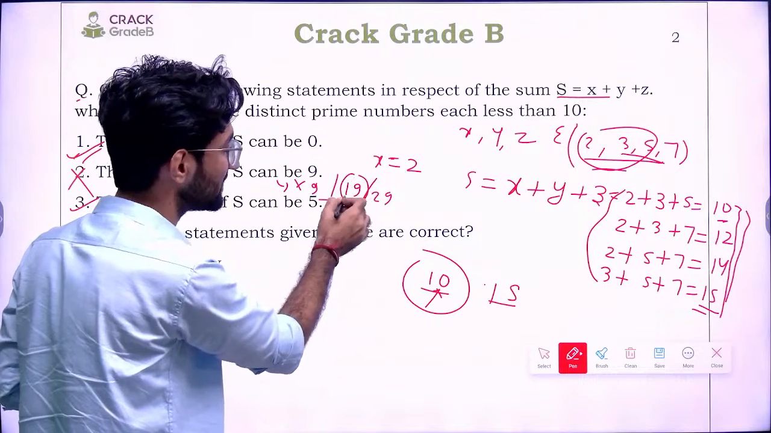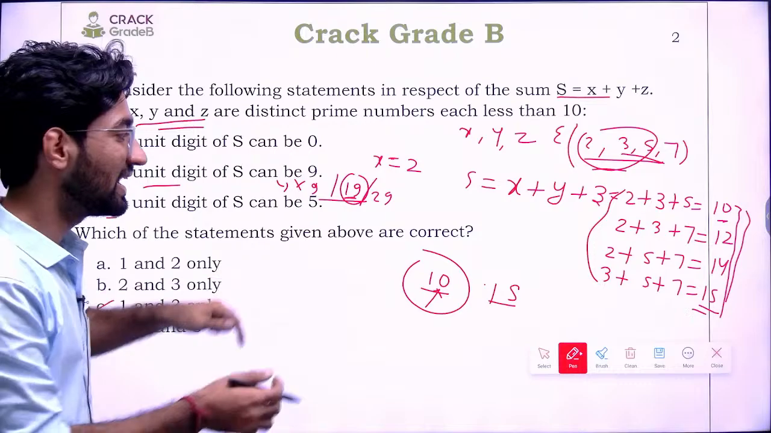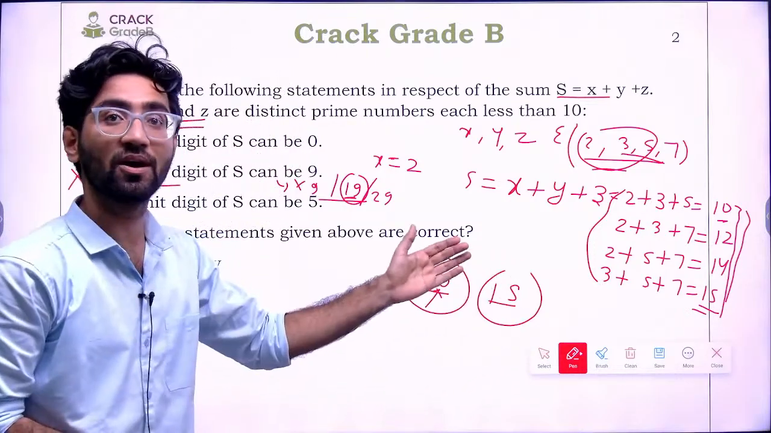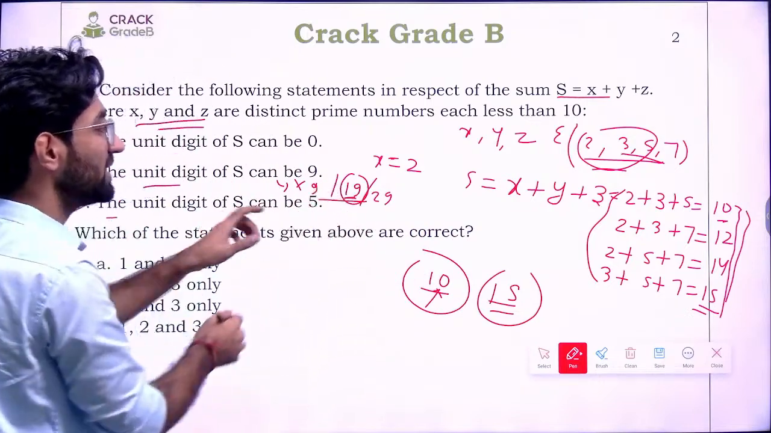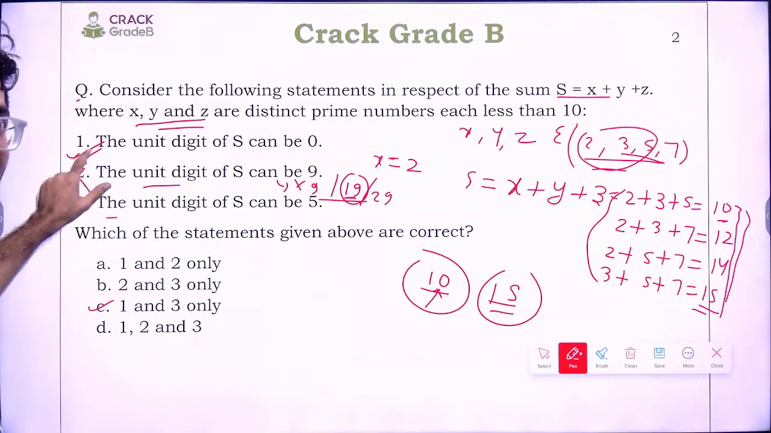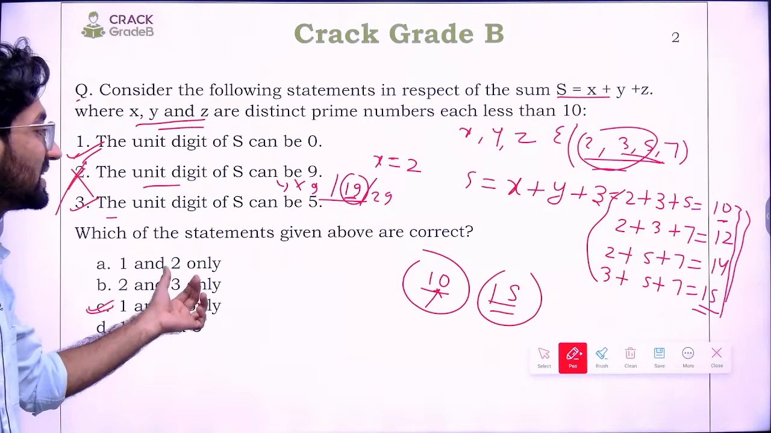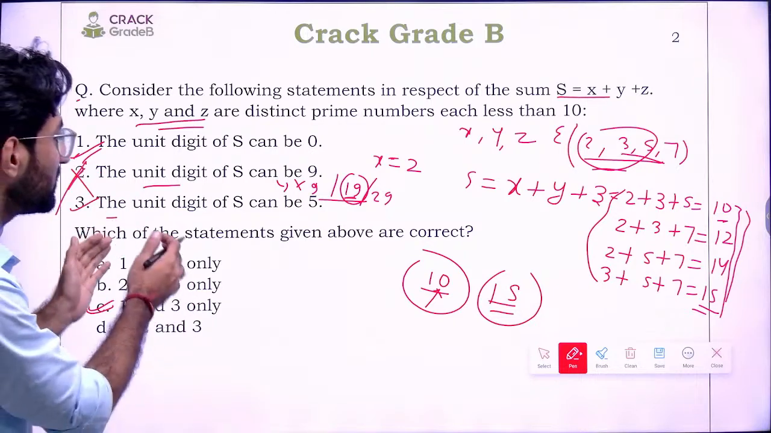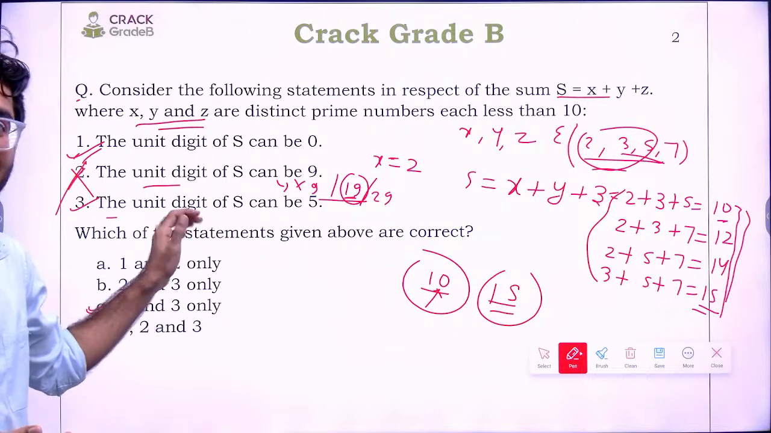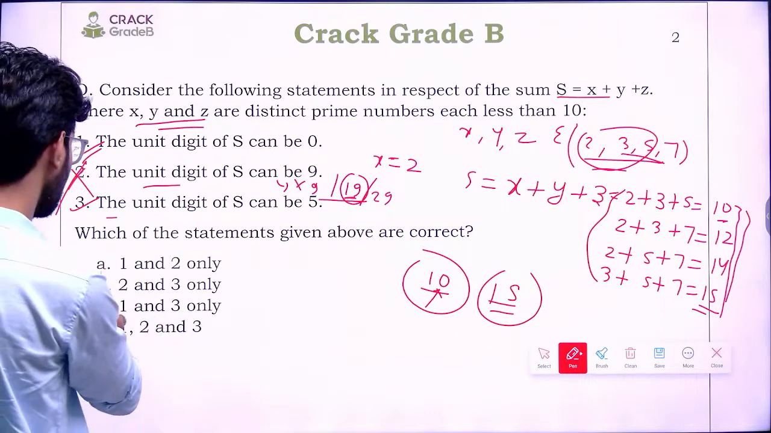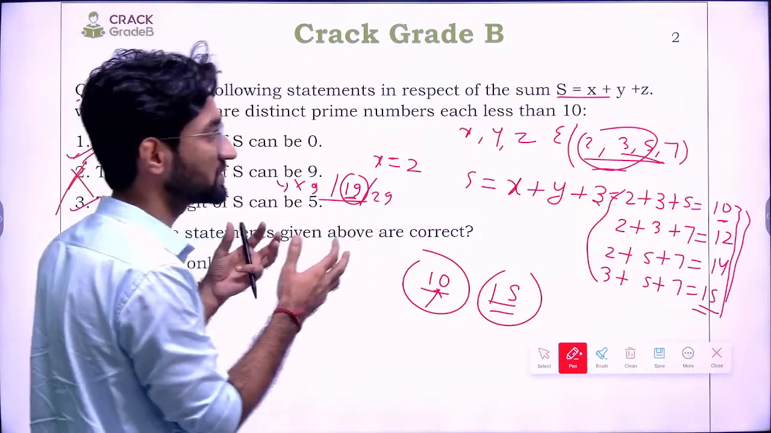In the second case, if the unit digit of S has to be 9, means S has to be 19, and you can see that the maximum possible value of S is 15, right? It means that the value of S is never going to be equal to 19, means statement 2 is incorrect. So you can see that there is only one option C where it is given that statements 1 and 3 are correct, right? So even if you go through this process, we don't have to check statement third, so you can mark option C as the correct answer. Okay, I hope that your concepts are getting clear, right?